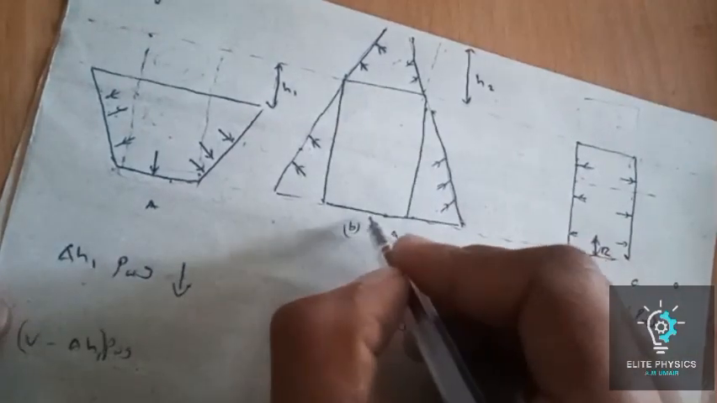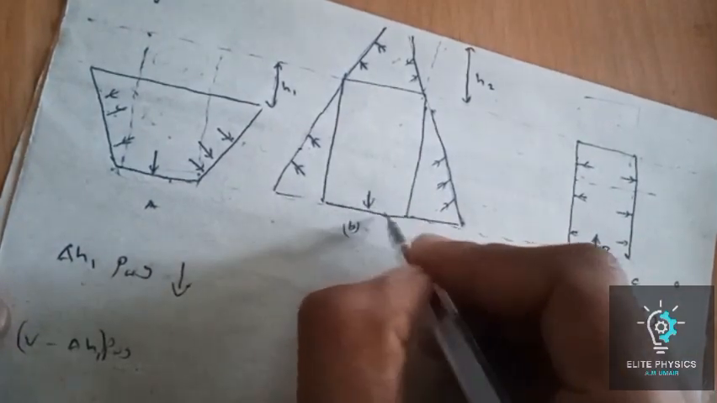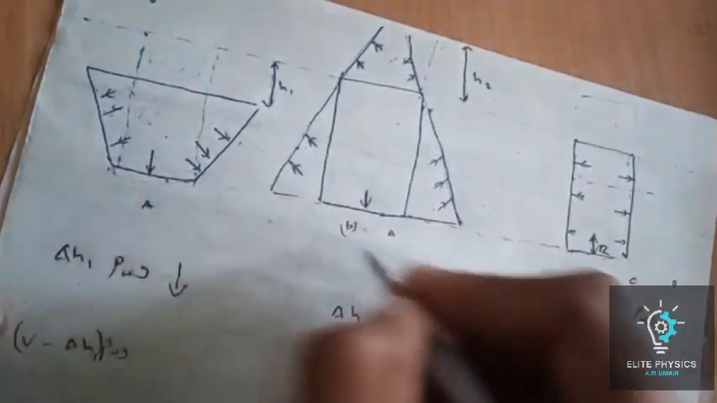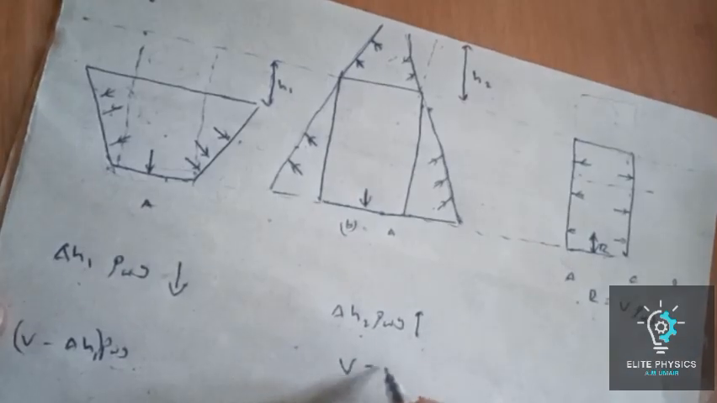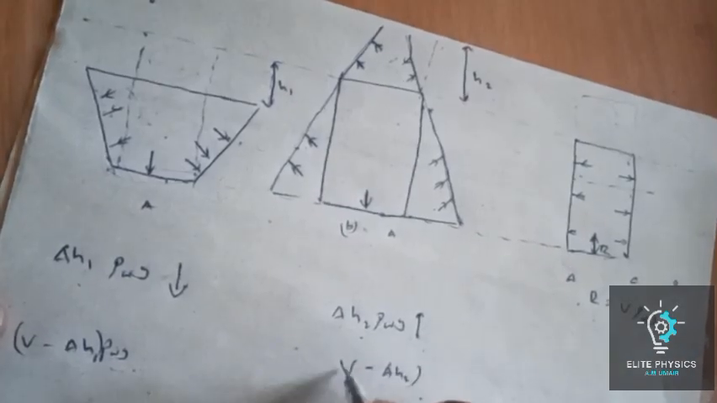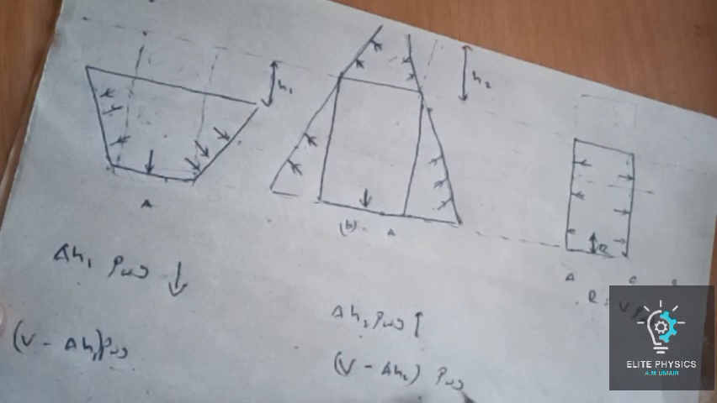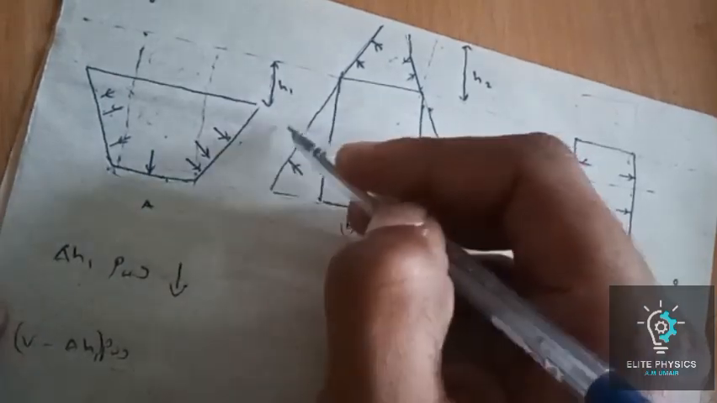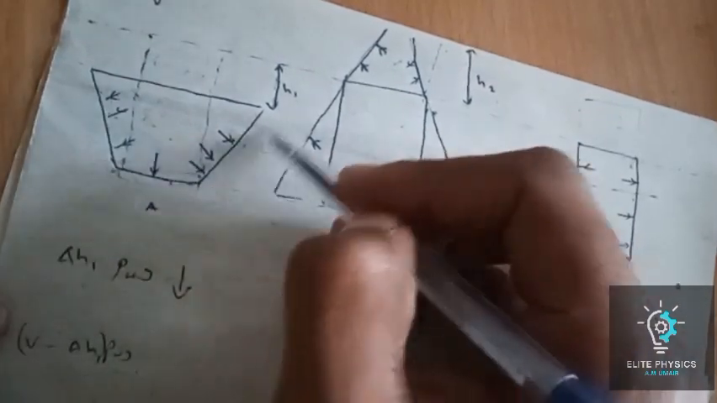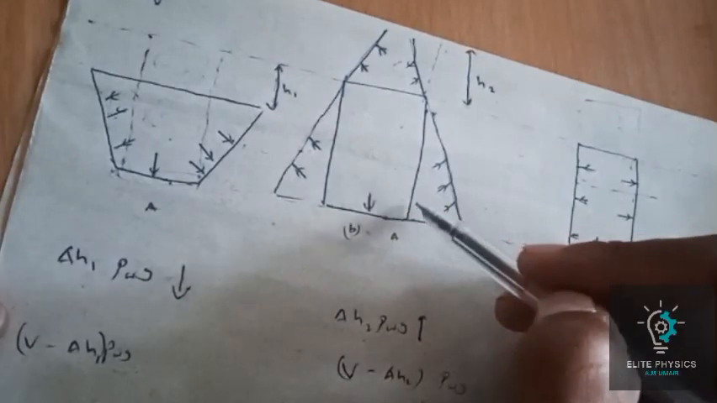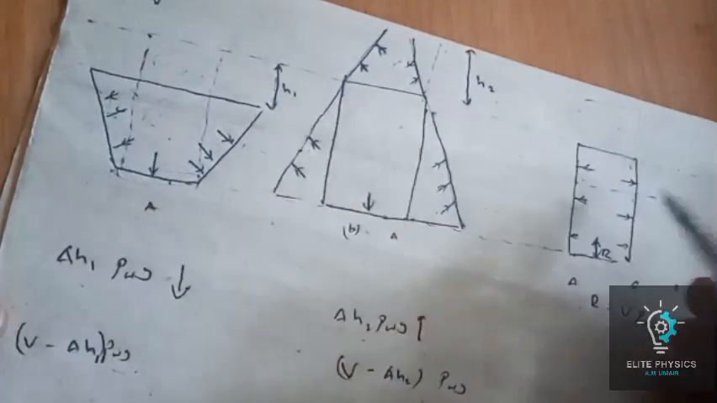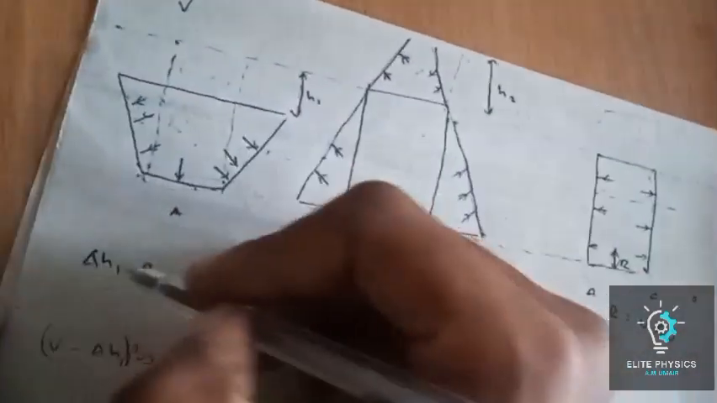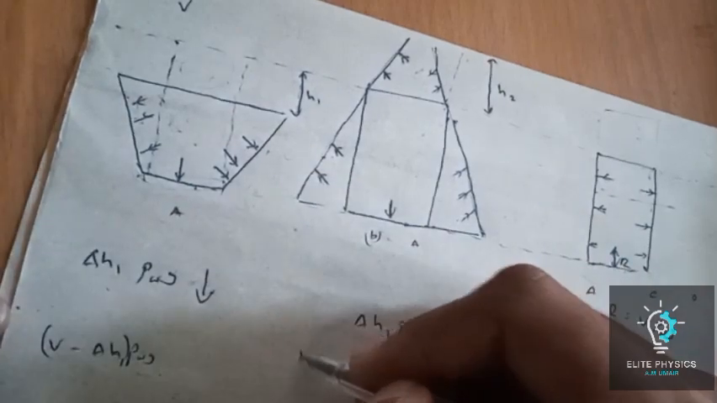And what would be the normal reaction, or the weight force along here? That would be equal to the entire volume V minus A H2 rho W g, right? But anyways, they have been questioned about the force acting on the surfaces. So that has to be A H1 rho W g in the downward direction, A H2 rho W g in the upward direction, and along here it's going to be 0. So it's going to be answer number 1.